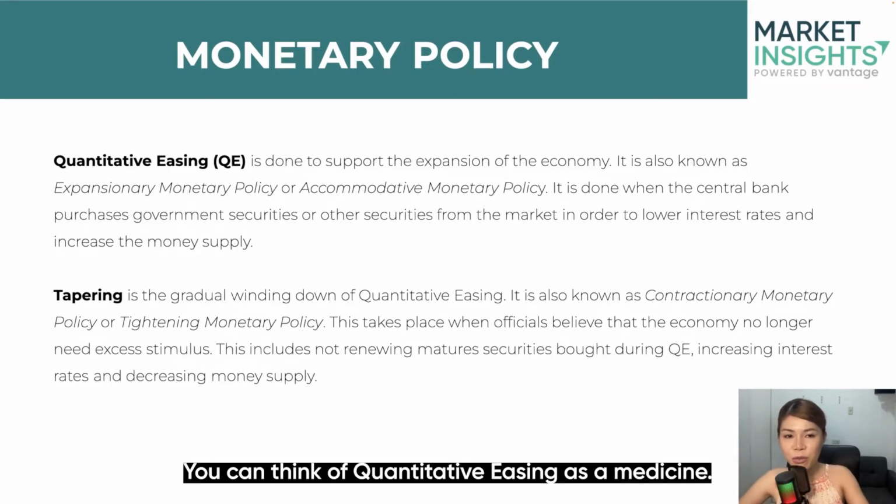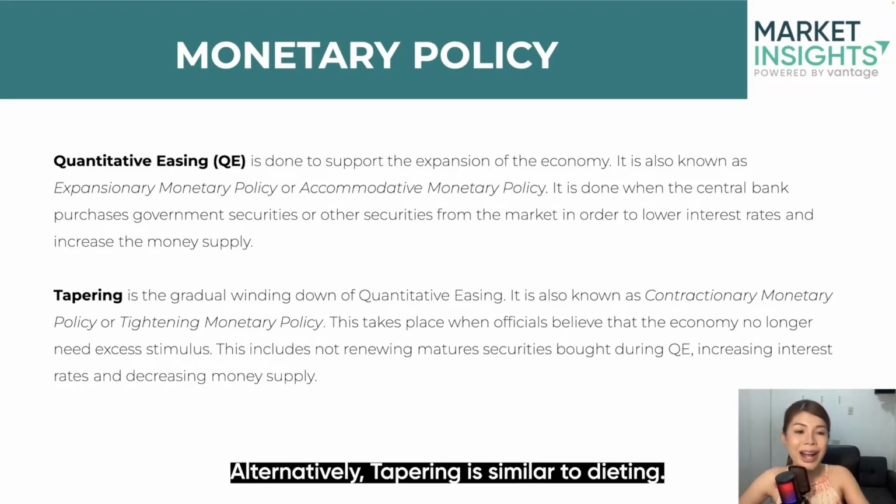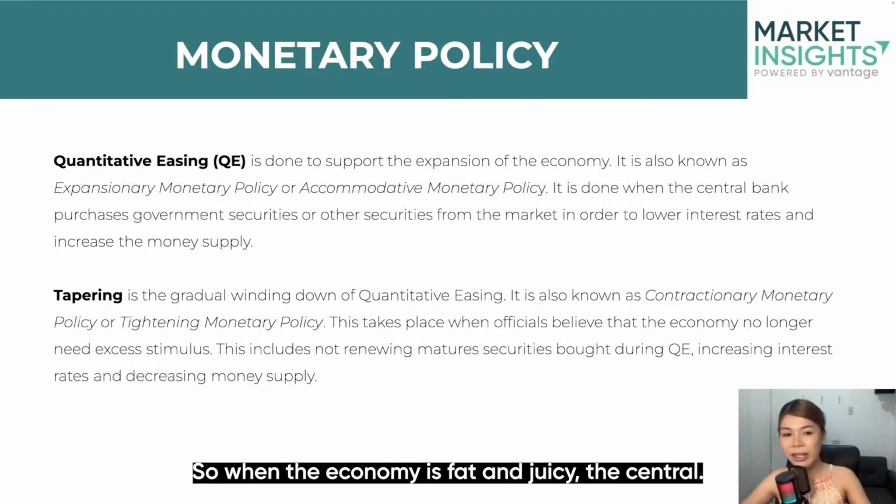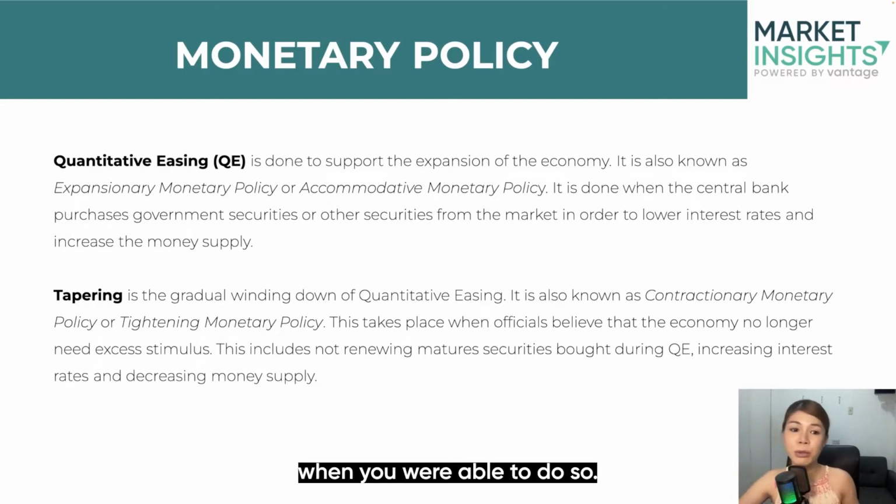You can think of quantitative easing as medicine. When the economy is sick or weak, the central bank helps it by implementing QE. So during recession and recovery periods, QE is usually done. Alternatively, tapering is similar to dieting. So when the economy is fat and juicy, the central bank slowly removes the help it provided. Think of it as your lender getting back his money when you're able to pay.